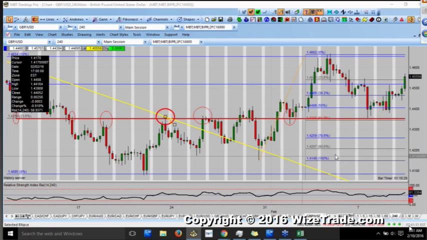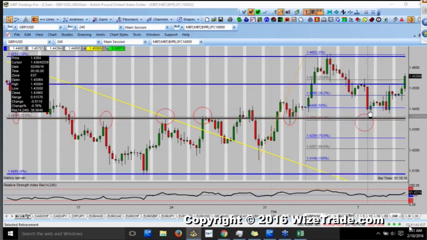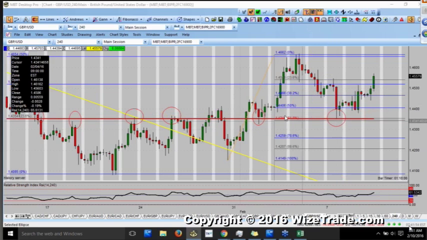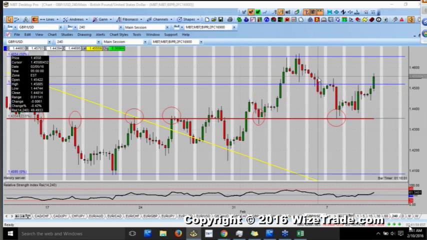Support, resistance, resistance, resistance, resistance, support, support. Talk about perfect. Right at a 618, bounced right off of support. We had written that down. It's like, bam. It's perfect.